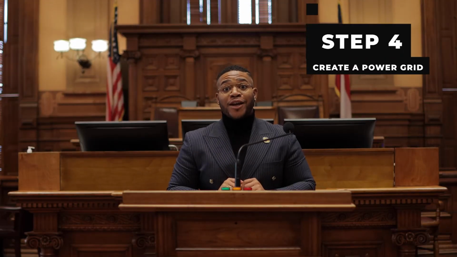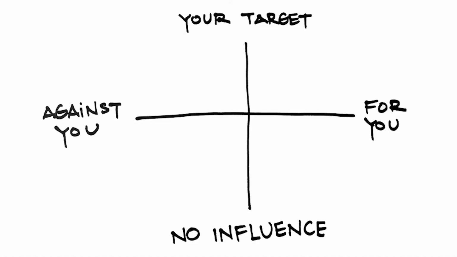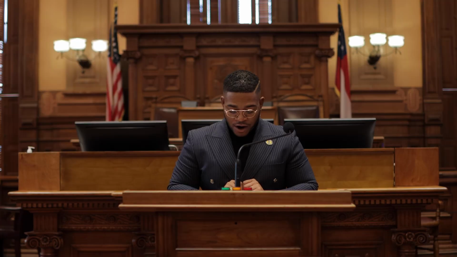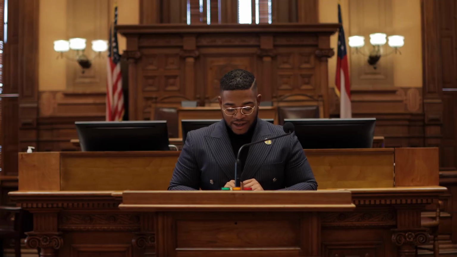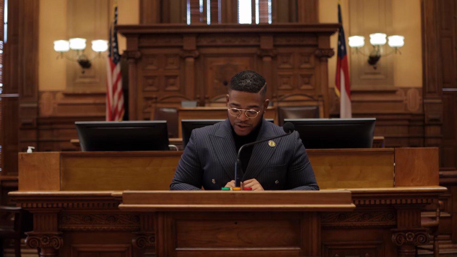Step 4, create a power grid. Now, at this point, you want to assess the influence of each actor on your power map by placing them in the most appropriate quadrant. It may be helpful to ask yourself, are they for us or are they against us? Do they have a lot of influence or less influence?